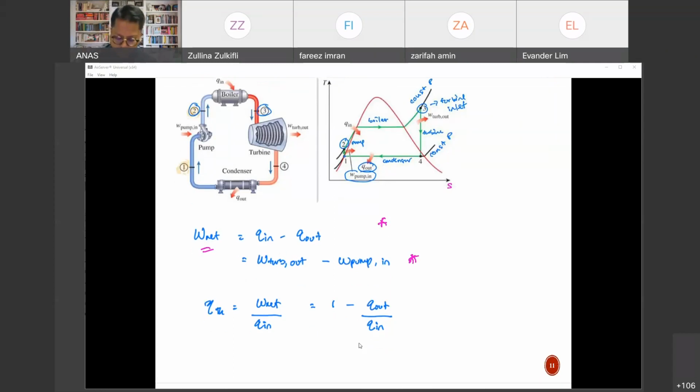And the efficiency, similar with other processes, is W net divided by Q in. Basically, what can be produced divided by what is being input, or the energy being given to the system. So W net divided by Q in, which can be summarized as 1 minus Q out divided by Q in. So these are the efficiency equations that will be used, similar to other processes.